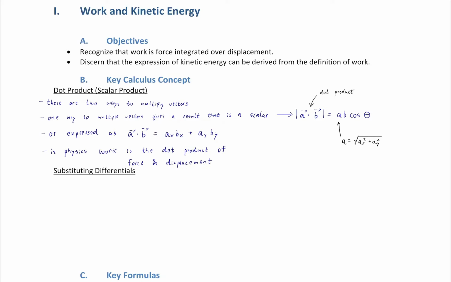In physics, work is the dot product of force and displacement. So work is really kind of the example that we're going to see of a real-life application of the dot product. Here's an example of a couple of vectors, A and B. If they had an angle between them of theta, then we could find the magnitude of their dot product, essentially multiplying those two vectors together.